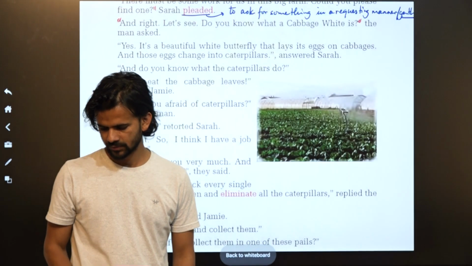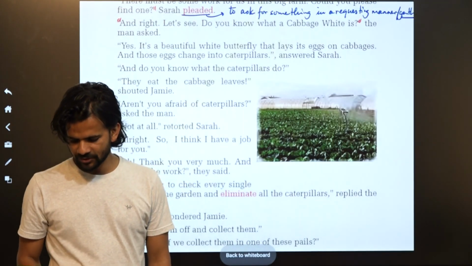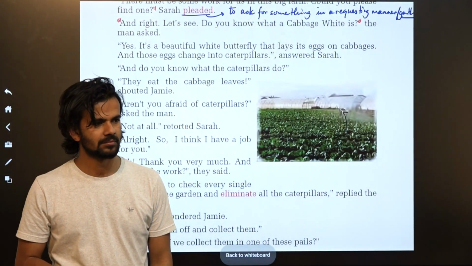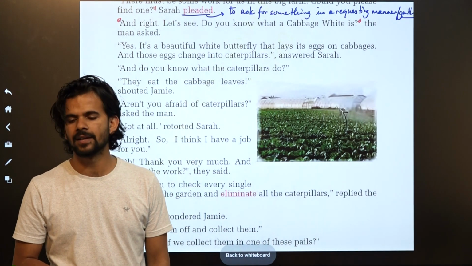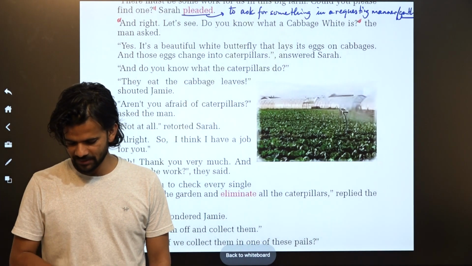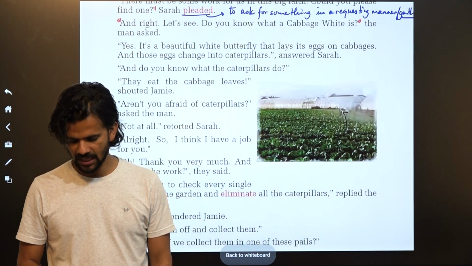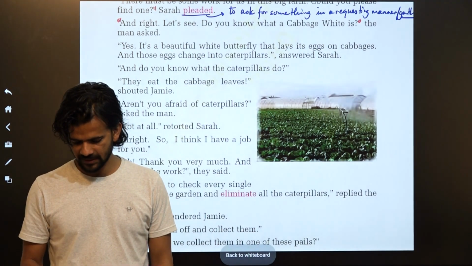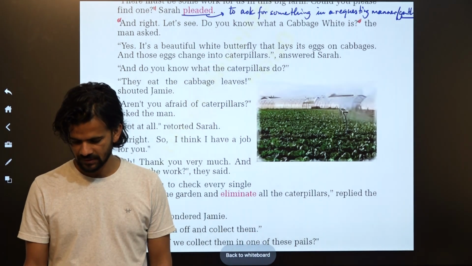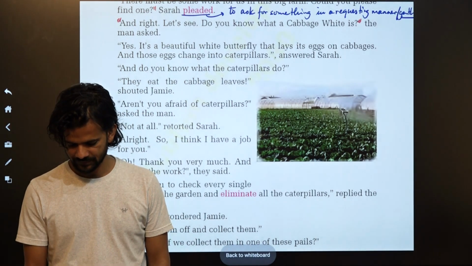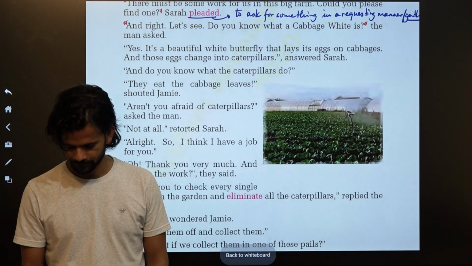So, they eat the cabbage leaves, shouted Jamie. And Jamie said, oh, they eat cabbage leaves. Aren't you afraid of caterpillars? Asked the man. Aren't you afraid? So these are the ways of asking questions. Aren't you afraid? Who is asking? Man.